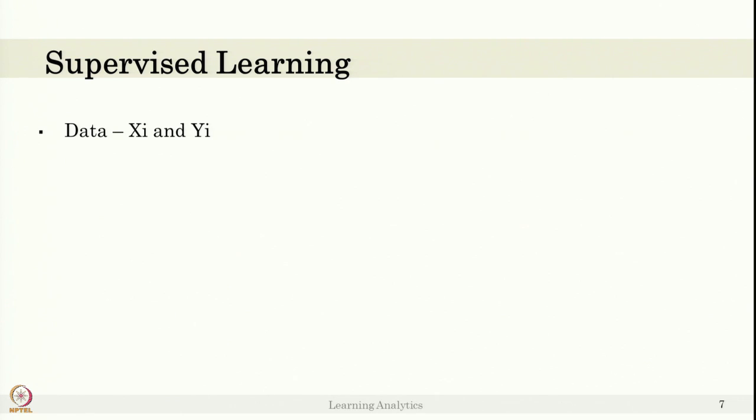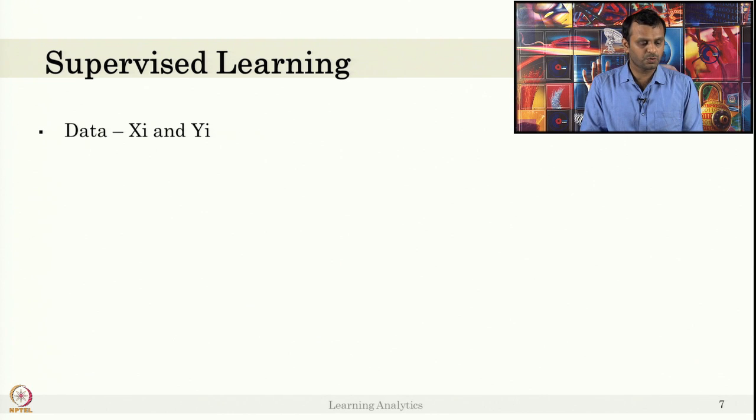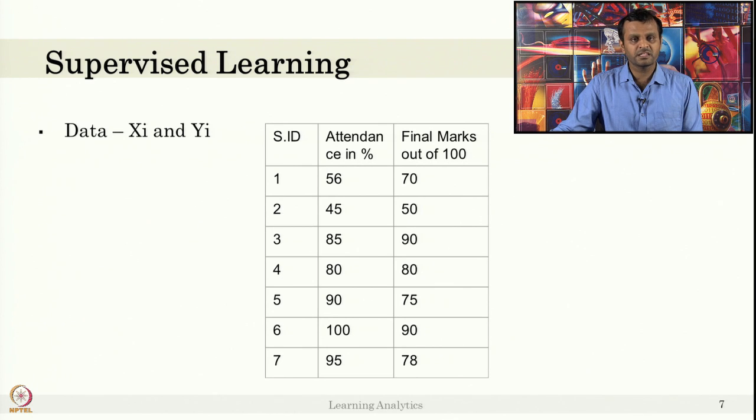So you might have listed down some of the examples like xi, yi. So let's consider that you have xi and yi. Say there's a simple example, student ID, there are say 7 students, and we have the attendance percentage in the semester. Also we have their final marks in the semester. Now this is xi and this is yi. I want to predict the student's final score, final marks in the exam using the attendance percentage.